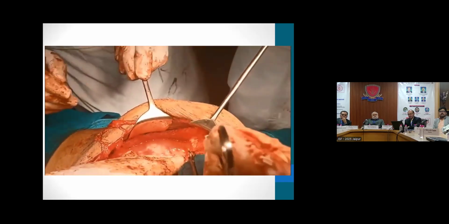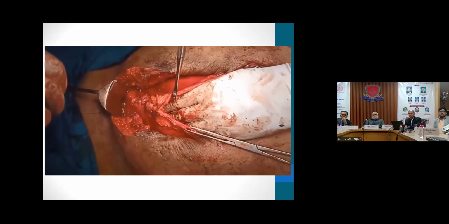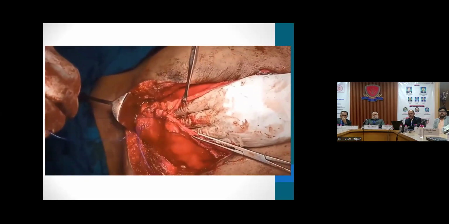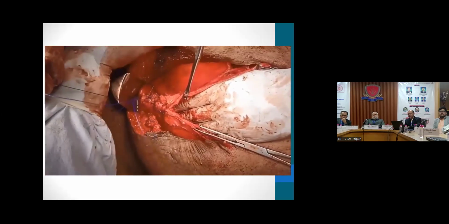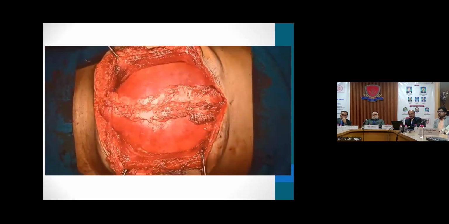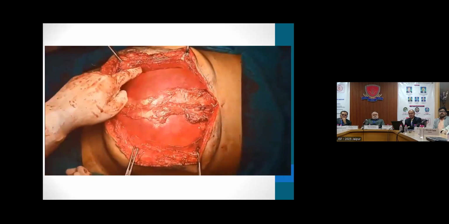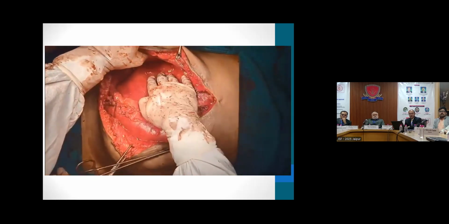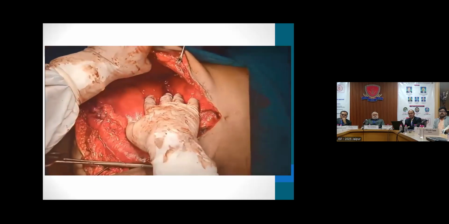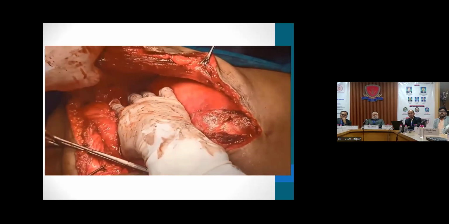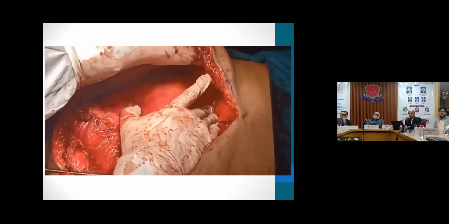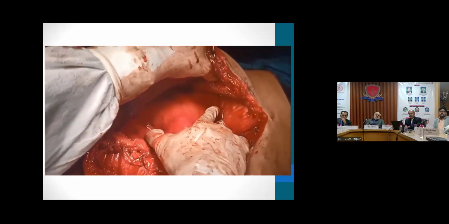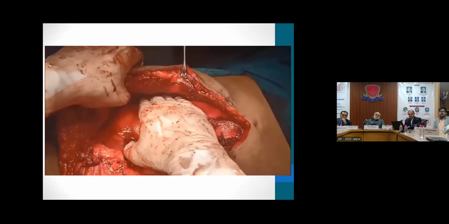This is a very potential space and we can create a lot of space in this plane. Even large meshes like 30 by 30 centimeter mesh can be very easily placed. You can see that there is a lot of space, and we can in fact easily create space up to the anterior axillary line. That's very easy in this plane. So a large mesh can be placed using this method.